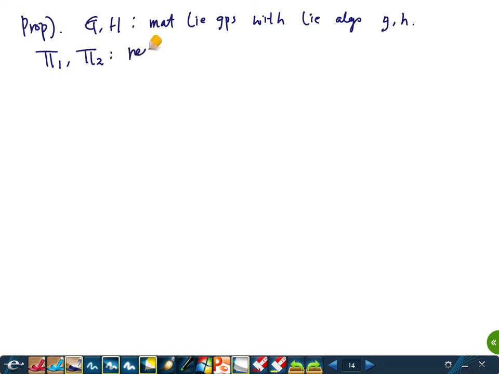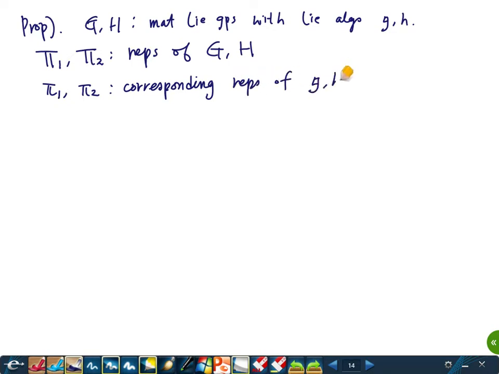So the proposition says that we have the same situation: matrix Lie groups G and H with Lie algebras, and pi1, pi2, these are representations of G and H. So the first one is a representation of G, the second one is a representation of H. And because these are representations of Lie groups, we have corresponding Lie algebra representations of G and H. So these are determined uniquely by the theorem. All right.